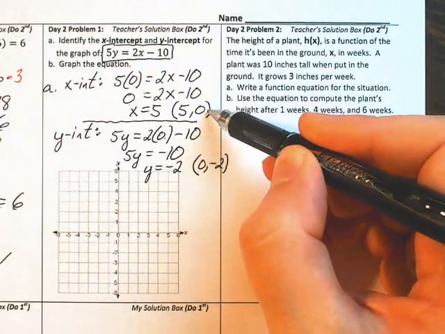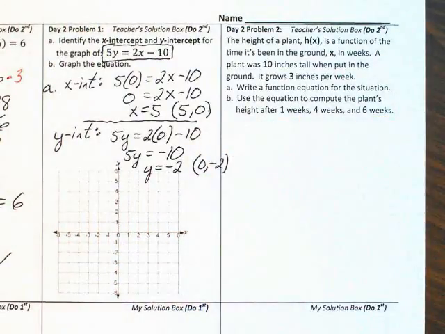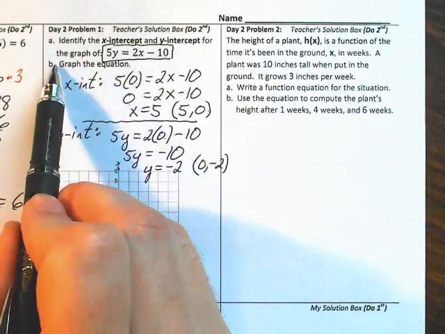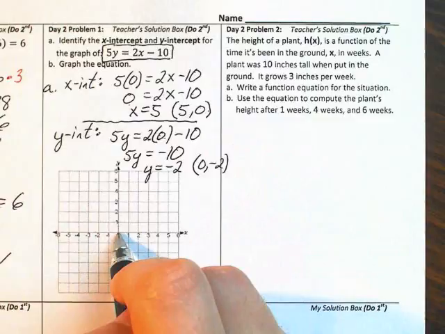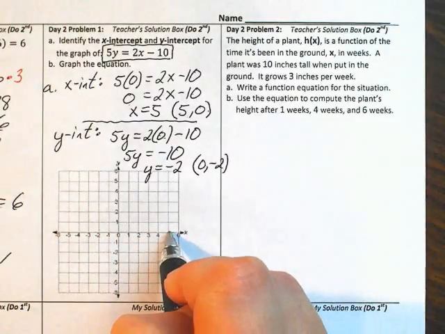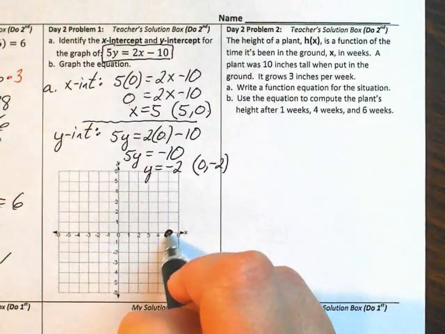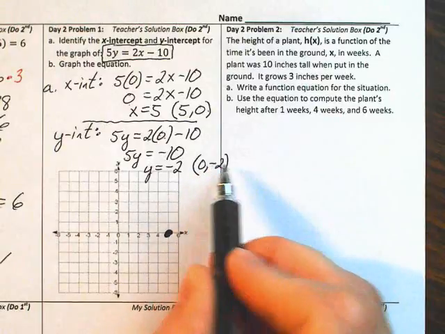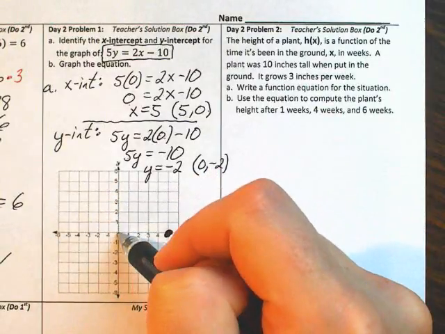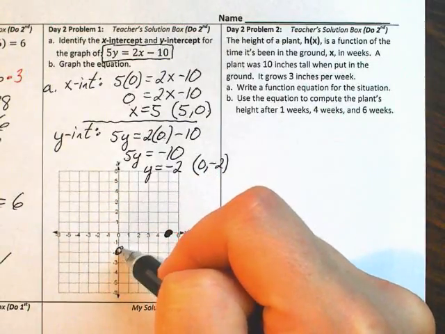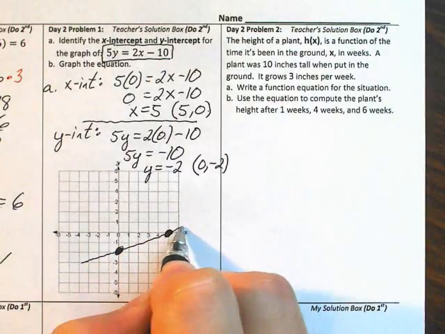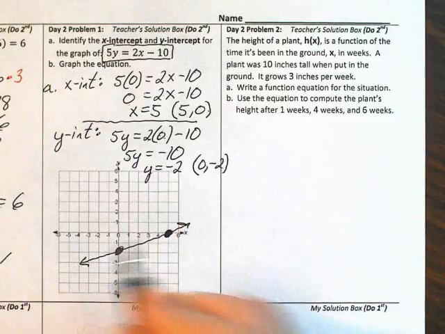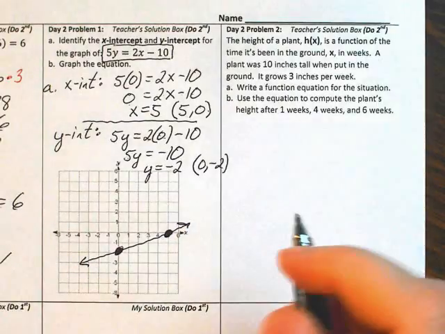And then graphing dots for these two ordered pairs will allow us to get our line, which will be part B, the graph of the equation. (5, 0) is on the x-axis, and it is right there. And (0, negative 2) is on the y-axis right here. So with these two dots, we can draw our line. There is the graph of the equation.